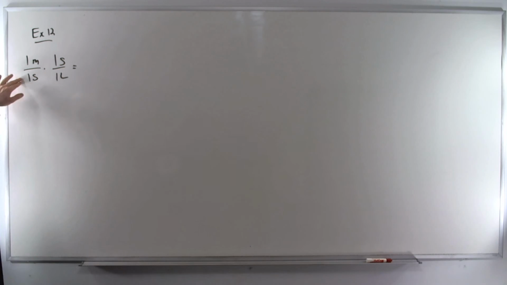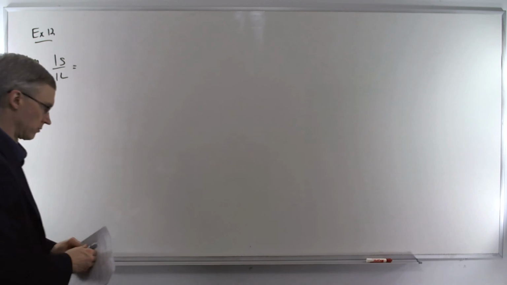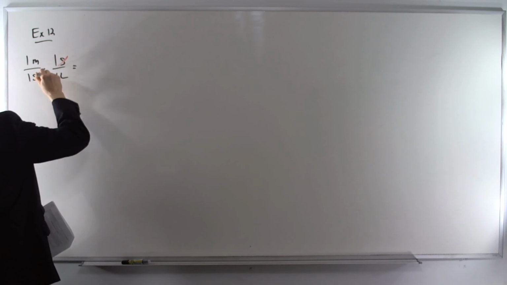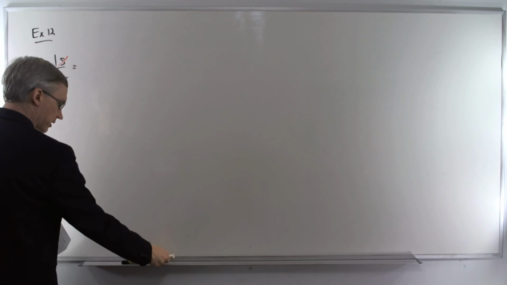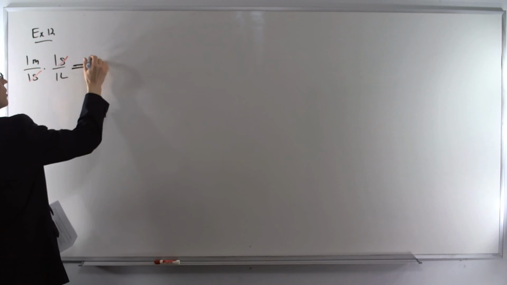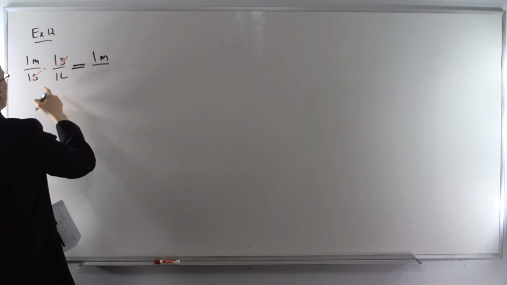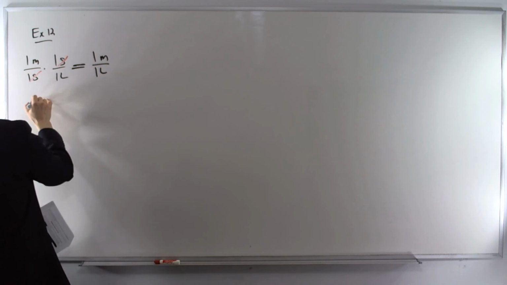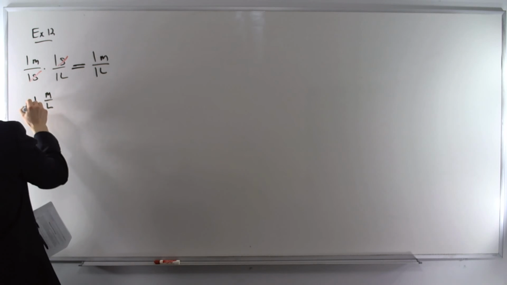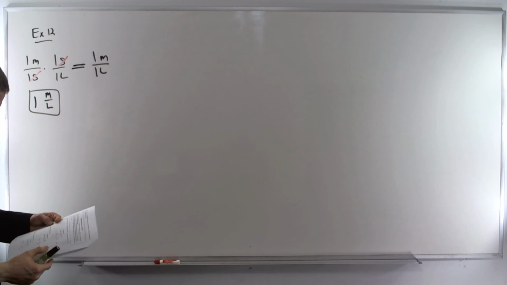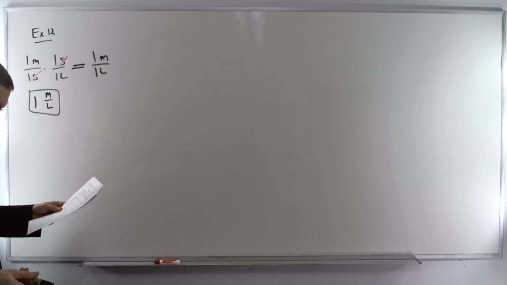So you got 1 meter divided by 1 second times 1 second over 1 liter. And the seconds cancel. Those are matching units. Nothing else matches. We're not going to cancel anything else. And the result then, 1 meter times 1, and 1 times 1 liter. So 1 liter on the bottom. So we got 1 meter per liter. Your turn, number 12.